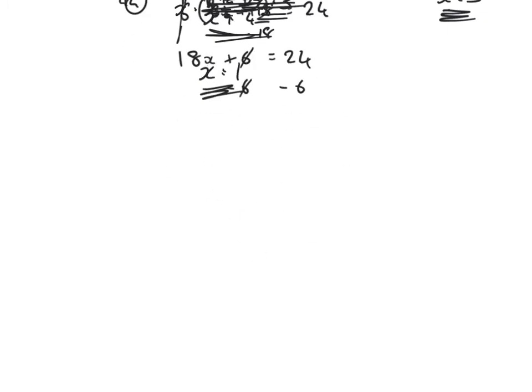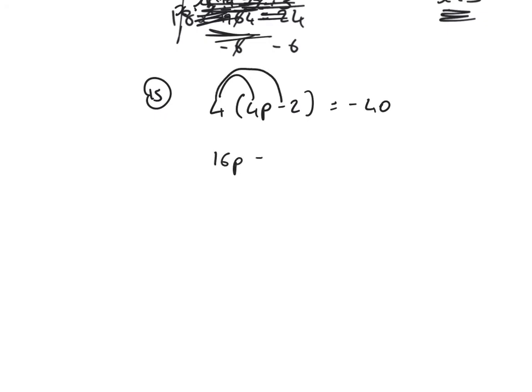Let's try one final example. Okay, example 15, 4 bracket 4p minus 2 is equal to minus 40. Okay, 4 times 4p, let's just take our time, that's 16p. 4 times minus 2 is minus 8, and that's equal to minus 40.